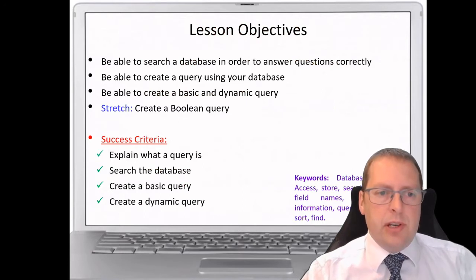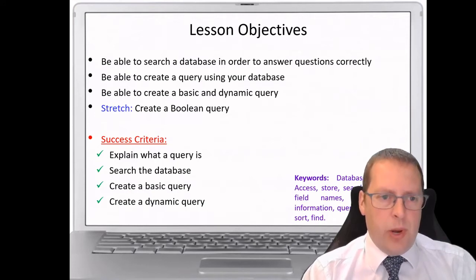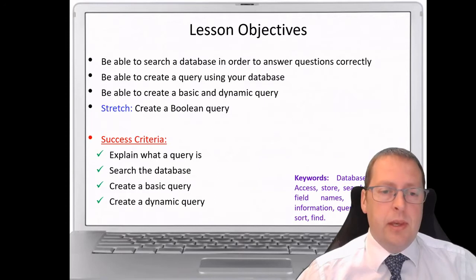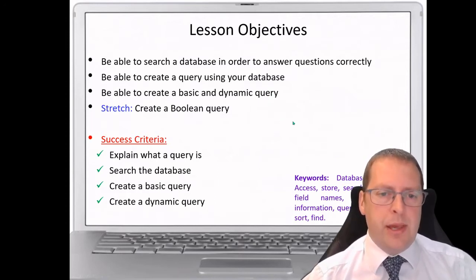So today we're going to learn about databases and how to search a database to answer questions. We call those queries, so it's really a question about your database. So we're going to create a basic and a dynamic query today. We'll start with a basic and move on to a dynamic query, and maybe then we can get on to the point where we're searching for that Boolean query, the tick boxes, if a box is ticked or not.